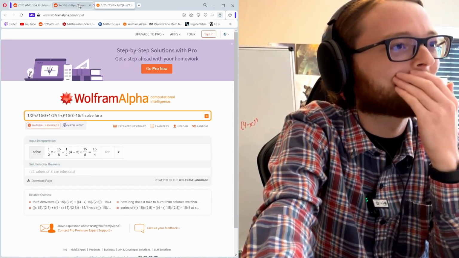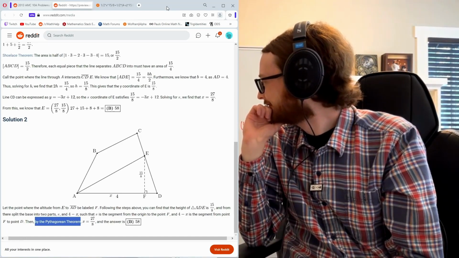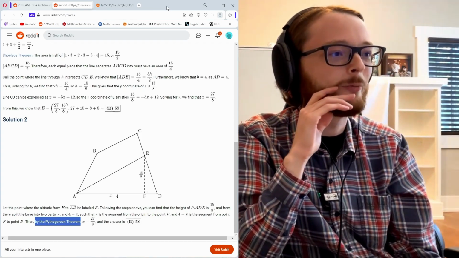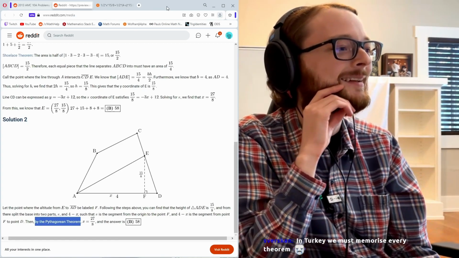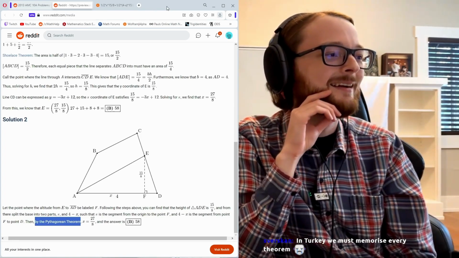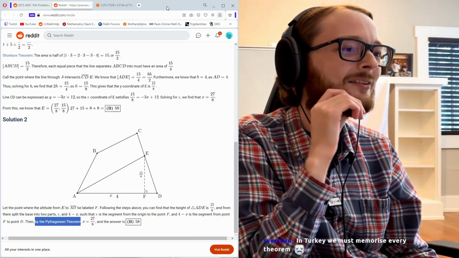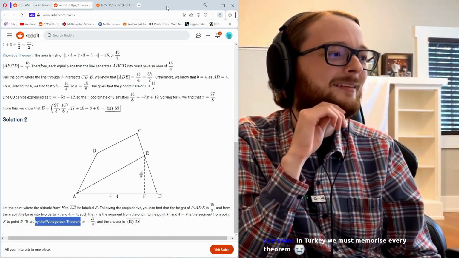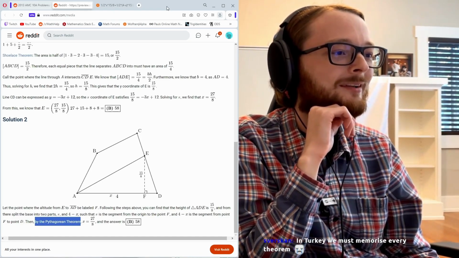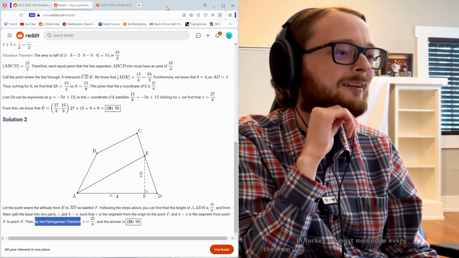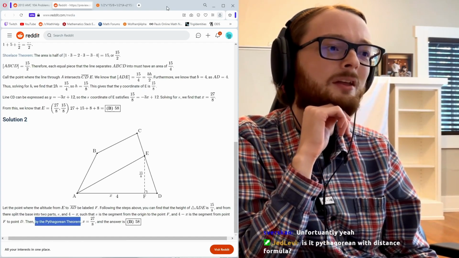I don't know how you're supposed to put the Pythagorean theorem though specifically. In Turkey, we must memorize every theorem. Oh, you're from Turkey. That sucks. You have to memorize everything. I definitely have never seen that before. Pythagorean with distance formula? Maybe?